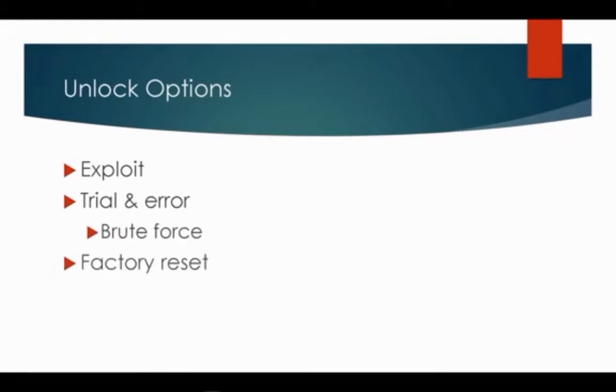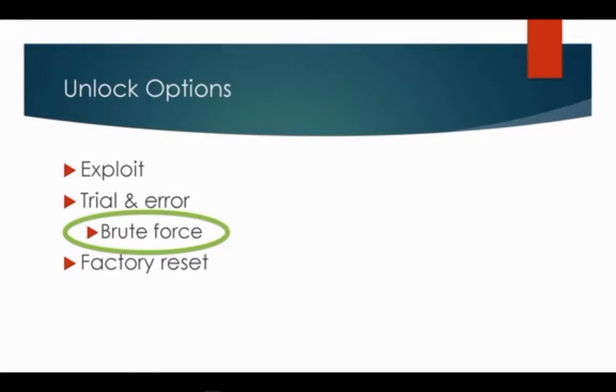Now let's continue with the possibilities for how to unlock such a protected smartphone. There are a few. The first one, using an exploit. An exploit that bypasses lock screen protection or escalates privileges to root. Then using trial and error, which could be automated into a brute force. And the last one, if you don't care about the data, you can factory reset from recovery. There are not many options, so the only one that we will focus on in this video is brute force.